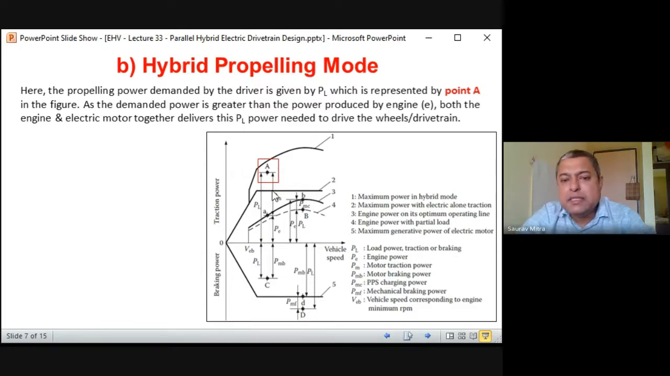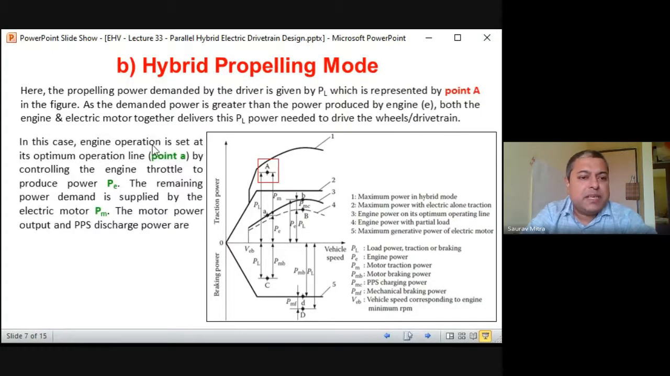So here PPS and the engine are both working together. The PL power needed by the drive wheel or drivetrain is supplied by both the engine and the electric motor together. In this case, the engine operation is set at its optimum operation line, point A. So this point A is actually on the engine optimum line. This line 3, this dark graph, is called the engine power on its optimum operating line. The engine can produce more than that, but this is optimum, meaning the engine is going to give maximum efficiency. Maximum efficiency is not equal to maximum output power.